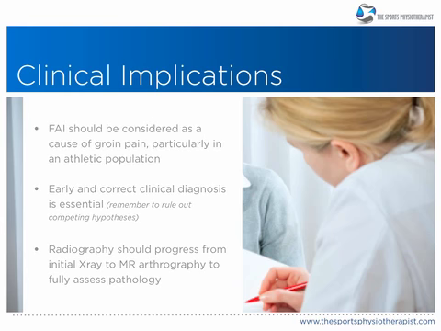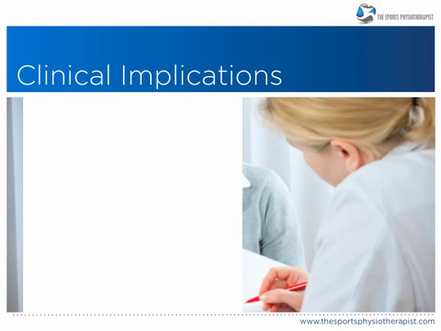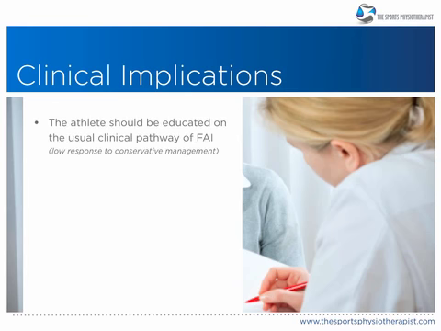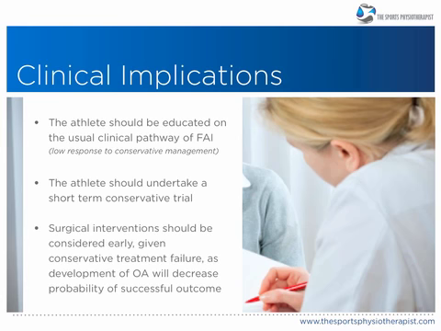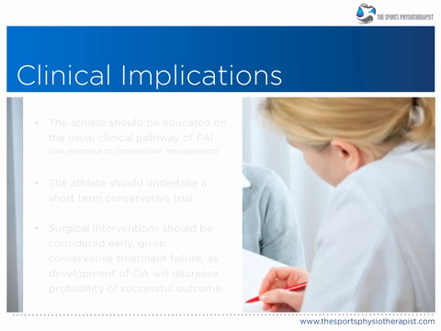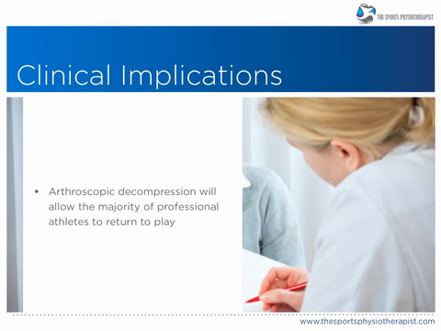The athlete should be educated on the usual clinical pathway of femoroacetabular impingement, which includes a low response to conservative management. The athlete should undertake a short-term conservative trial, and surgical interventions should be considered early given the failure of conservative treatments, as the development of osteoarthritis will decrease the probability of a successful surgical outcome. Finally, arthroscopic decompression will allow the majority of professional athletes to return to play.